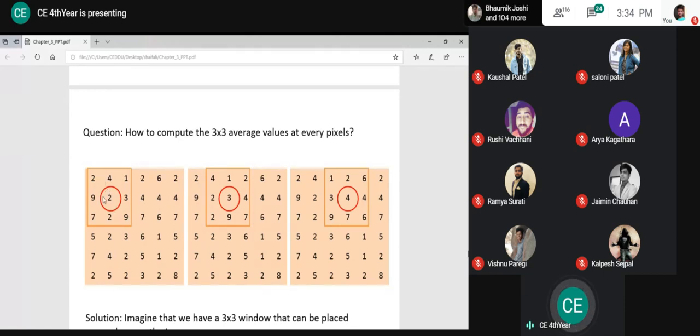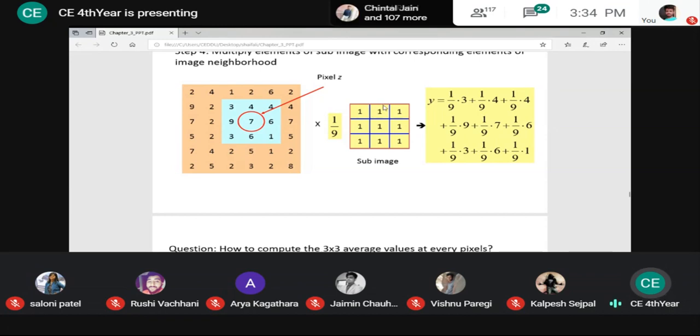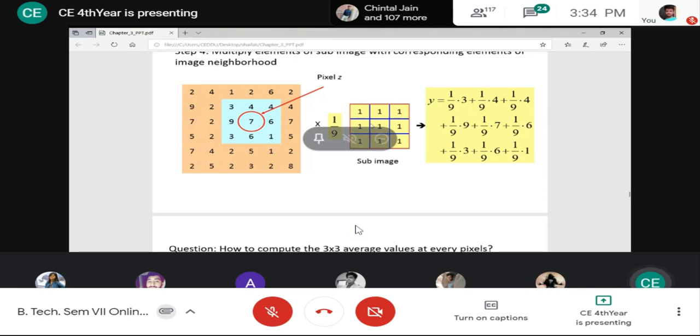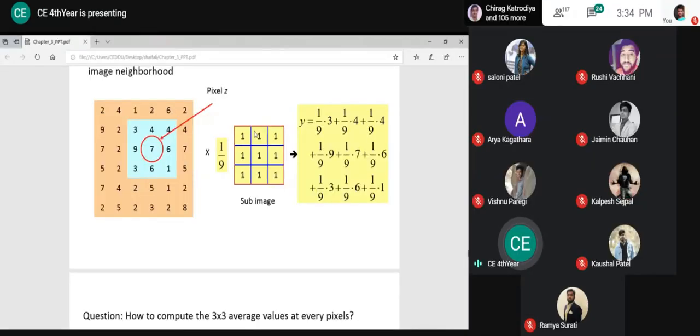I will take any center pixel, then I will take its neighborhood, and then I will have my sub window. Sub window will look like this. This is my sub window, sub image. And then I will do element wise multiplication of these two, and then I will add them. Whatever result comes will actually be the average of these 9 elements, because this window size is 3 cross 3. That's why 9 elements are there, and that's why I'm going to multiply by 1 by 9. So actually I'm going to get the average here.